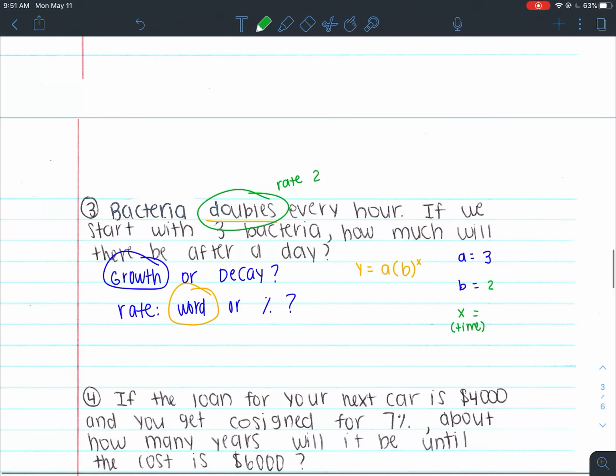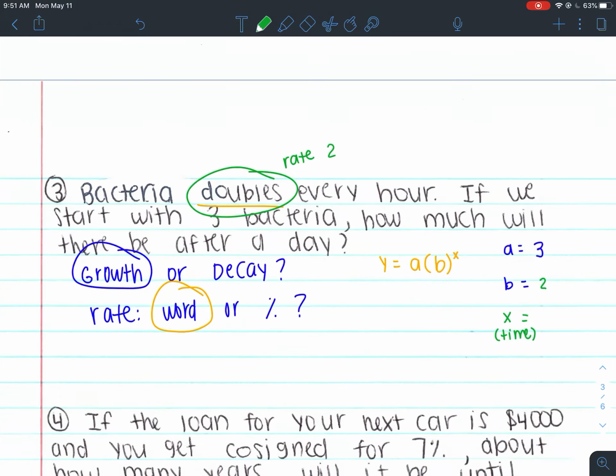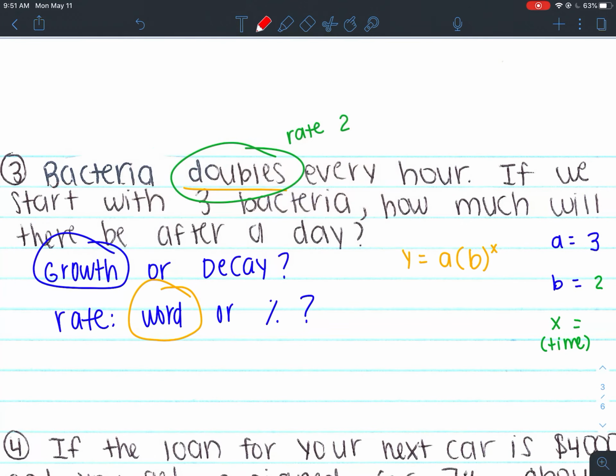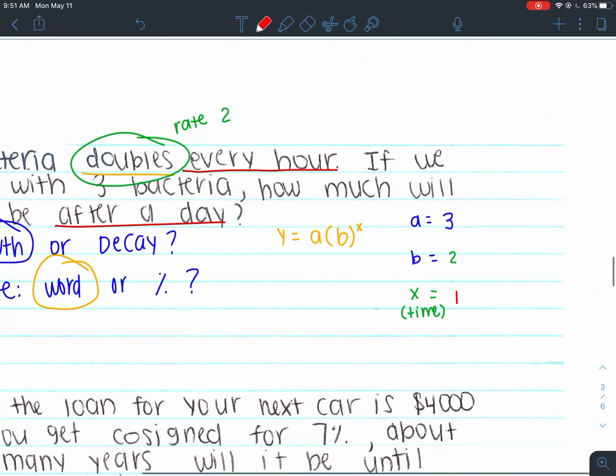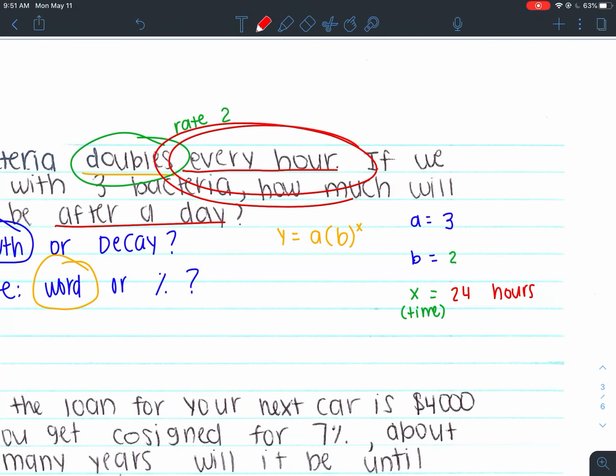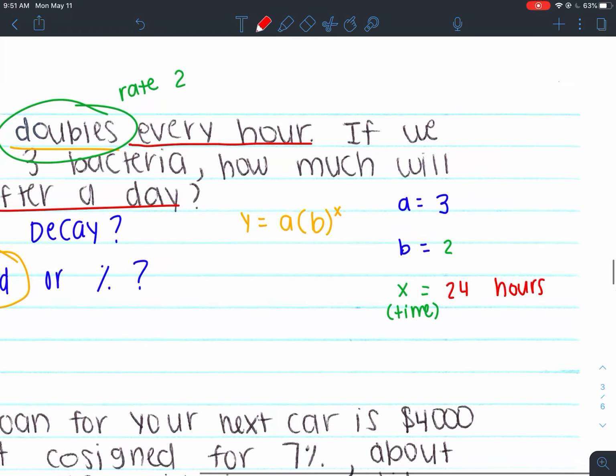Okay, well, it says, how much will you have after 1 day, after a day? So let's think about this. It says it's doubling every hour, and it wants to know how much there will be after 1 day. Because the rate is given to us by hours, we have to think about the day being in hours. So we don't want the time to be 1, because if we put 1, it's going to calculate for 1 hour of growth. So if it's asking for after a day, that's going to be 24 hours, because there are 24 hours in 1 day. Again, why am I using hours? Because the rate is given to me in hours. So I want to make sure I make those consistent with each other.